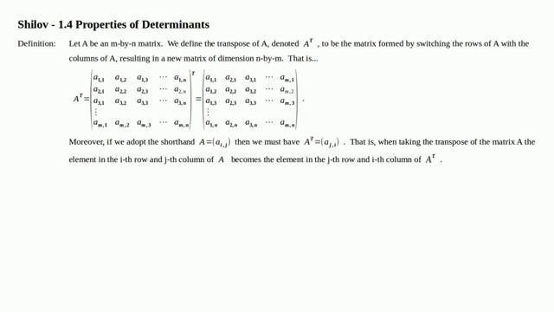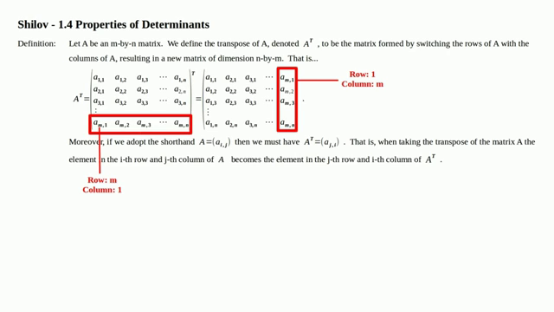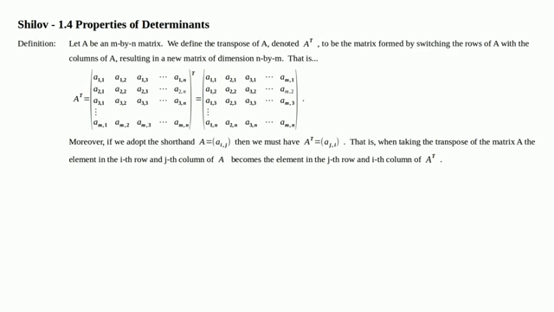And just take a look. So here we have the first entry in the mth row. So row m, column 1. Now that's row 1, column m. Right? And the entry in row m, column 2 is now the entry in row 2, column m. Right? And so on and so forth. Don't need to belabor that.